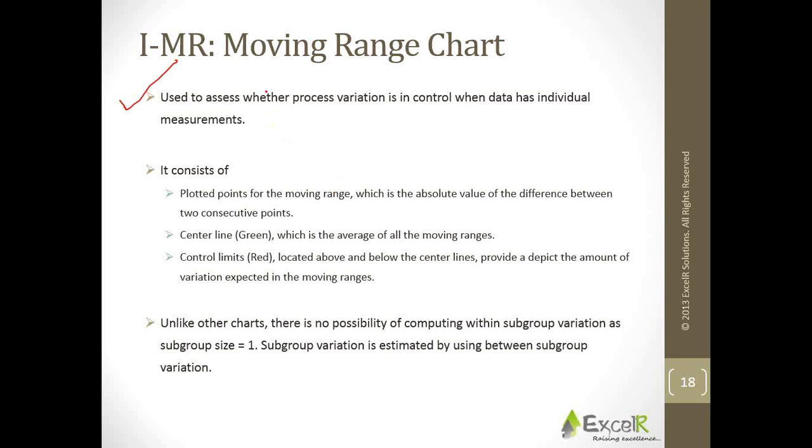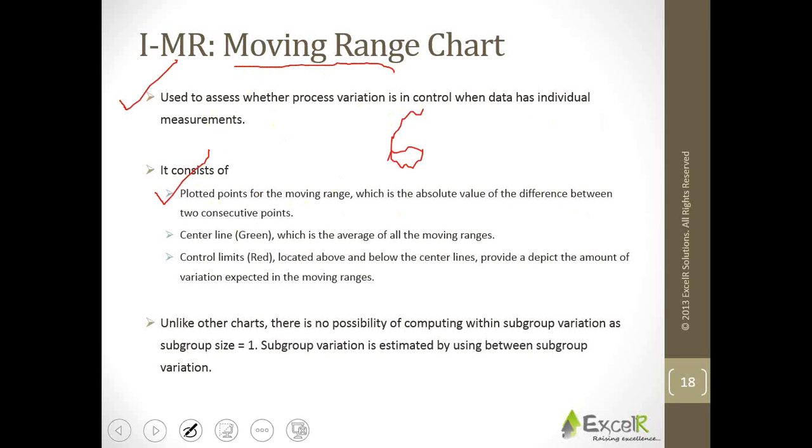IMR, in this we have moving range chart also, which is used to assess whether process variation is in control when data has individual measurements. What does it contain? It contains plotted points for the moving range, which is the absolute value of the difference between two consecutive points.